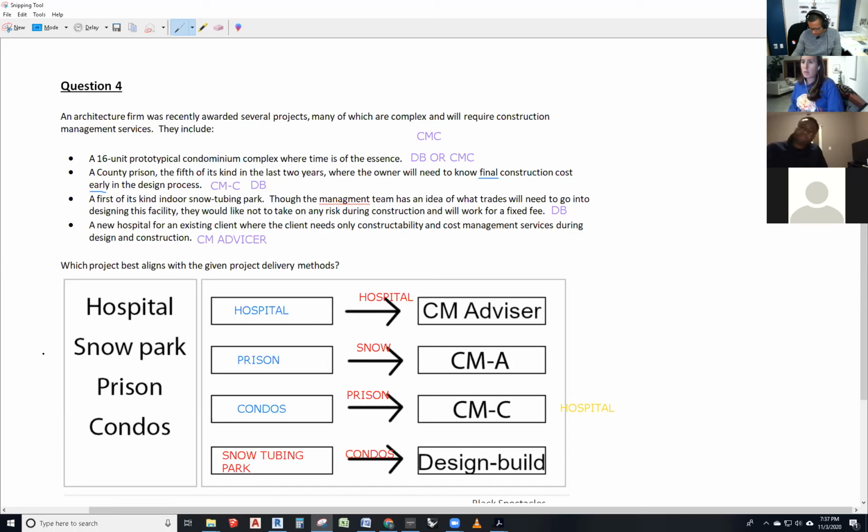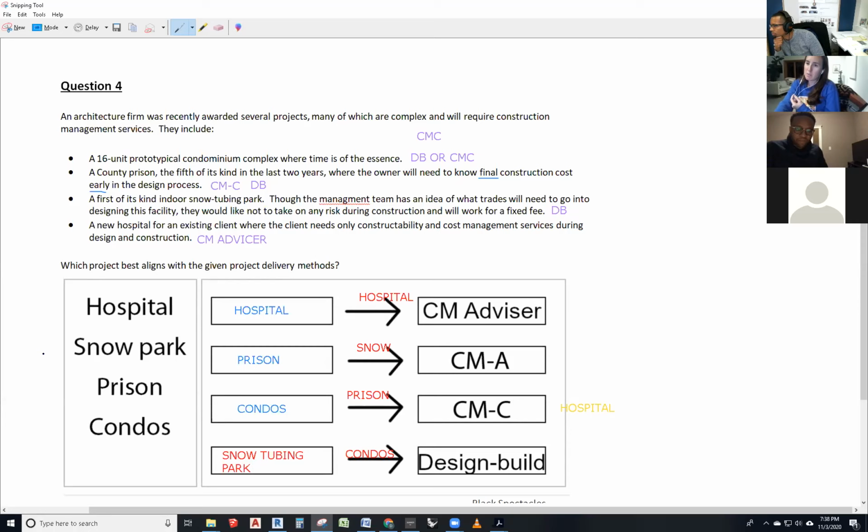So what was you thinking, Miranda? Well, when I saw time is of the essence, I knew for sure, like how Darwin put it, it was either design build or CMC. And then with the prison, they want to know final construction cost early in the design process. I was like, okay, that has to be a GMP, and a CMC provides GMP. So that's why I put that. But like you said, it could be design build. And then the snow tubing park, that was a bit trickier.